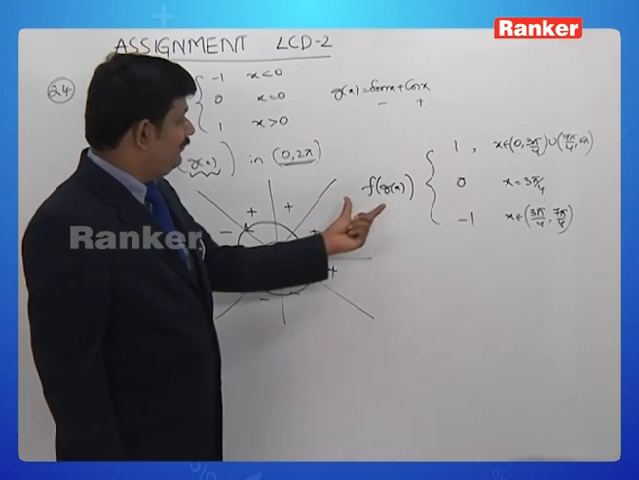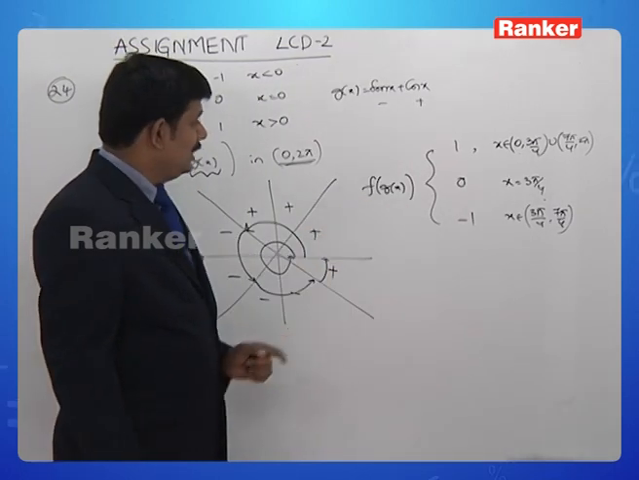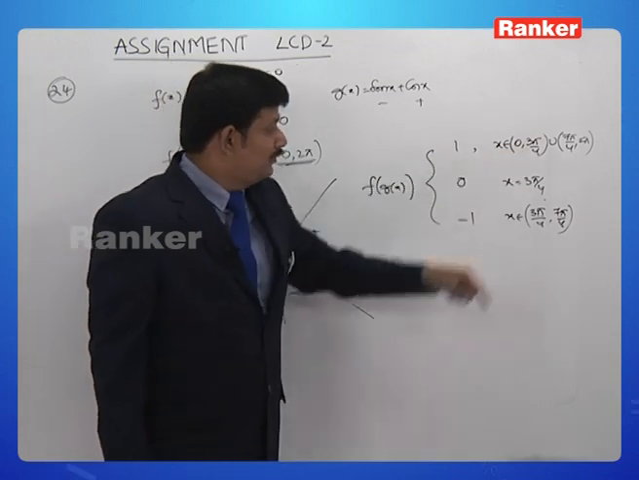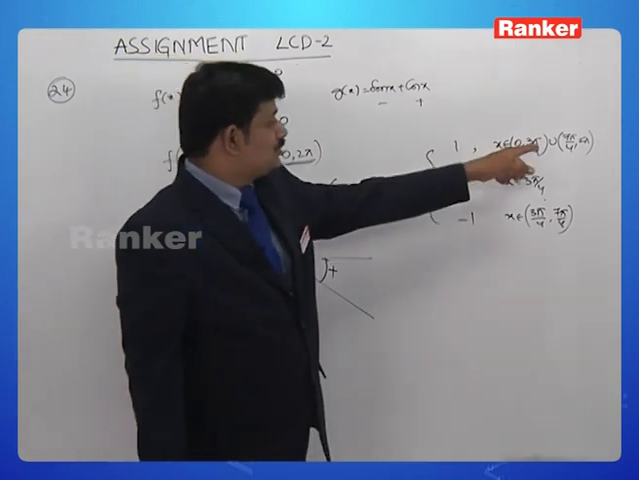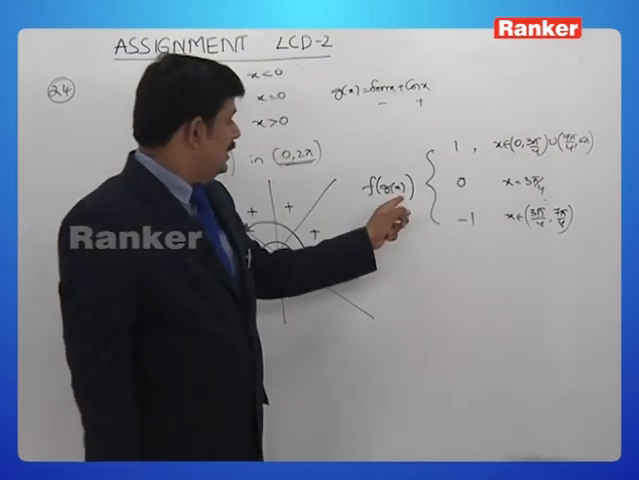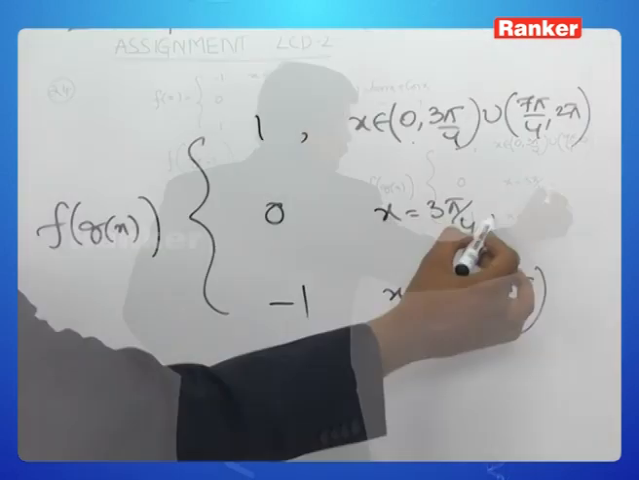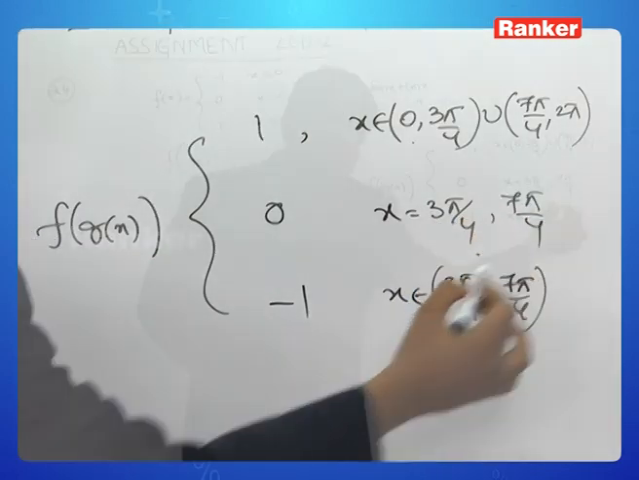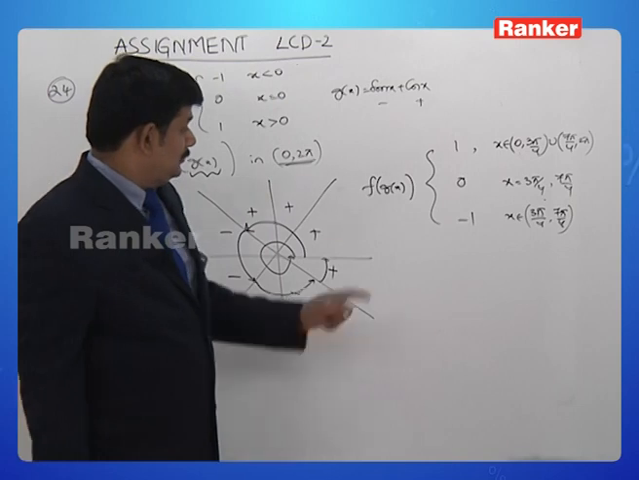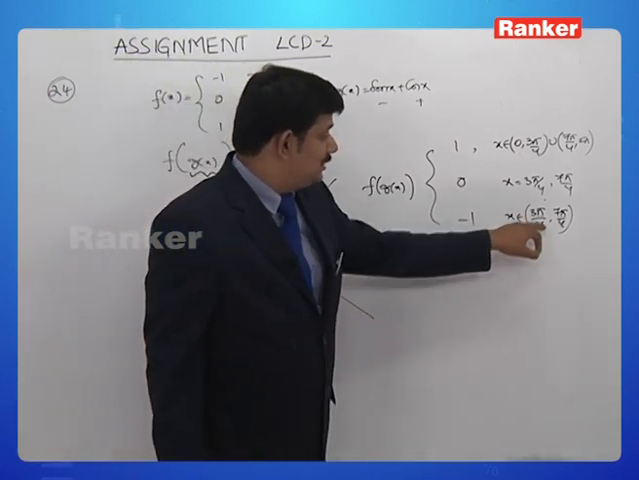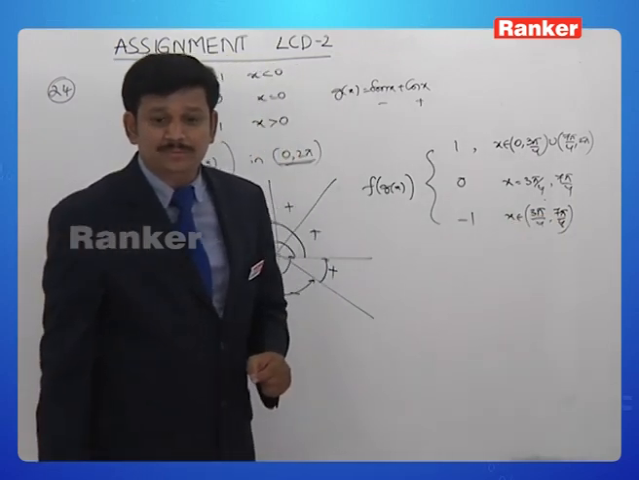So, now we have the definition of f of g of x. F of g of x is 1 if x belongs to 0 to 3 pi by 4 or when x belongs to 7 pi by 4 to 2 pi. F of g of x is 0 when x is 3 pi by 4 or even when x is 7 pi by 4. F of g of x is minus 1 from x equal to 3 pi by 4 to 7 pi by 4.